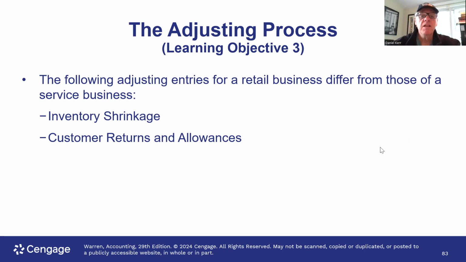So let's start with the first one, the adjusting process for a retailer. Two additional adjusting entries that we have to make: one for inventory shrinkage and one for customer returns and allowances. Even though we're using a perpetual inventory system, not everything that affects inventory is actually recorded as either a purchase of inventory or a sale of inventory. If you have theft of the inventory, or damage to the inventory, even though you have a perpetual inventory, you've got to periodically count the inventory and compare what you actually have to what you're supposed to have per the books and records.